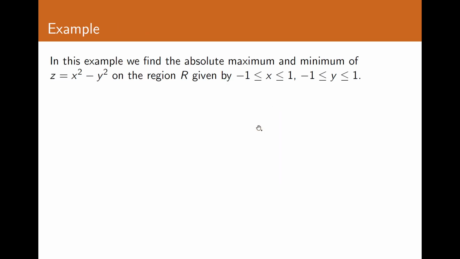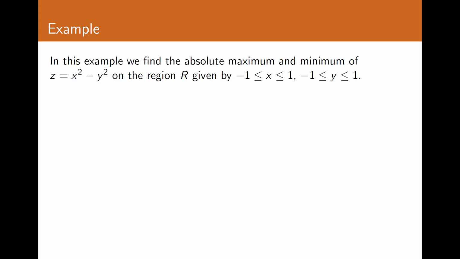Okay, so let's work through an example now to see how this is different than what we did in functions of a single variable. We're going to look at the absolute maximum and absolute minimum of z equals x squared minus y squared. Remember, this was our graph earlier that looked like a saddle. And we're going to look at this on the region given by x between minus 1 and 1 and y between minus 1 and 1.